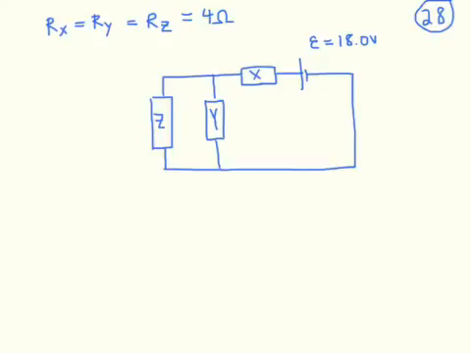Welcome to this video. We're going to solve number 28 from your notes handout. This circuit has three resistors, X, Y, and Z. They all have the same resistance, 4 ohms. The cell or battery has an EMF of 18 volts. We're asked to find the current in each branch of the circuit.